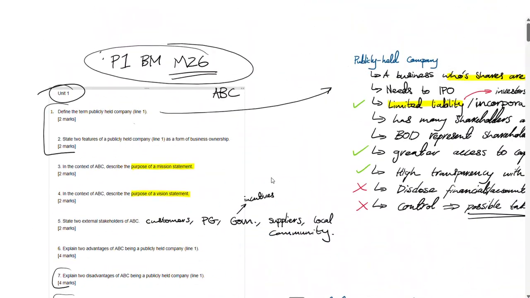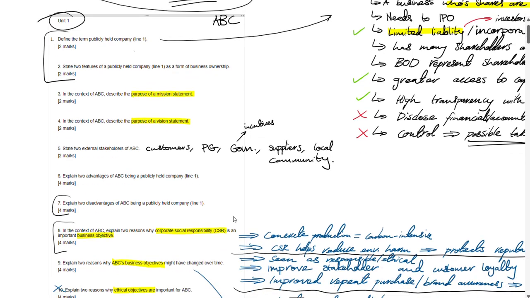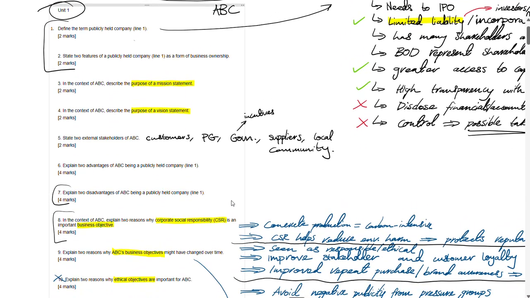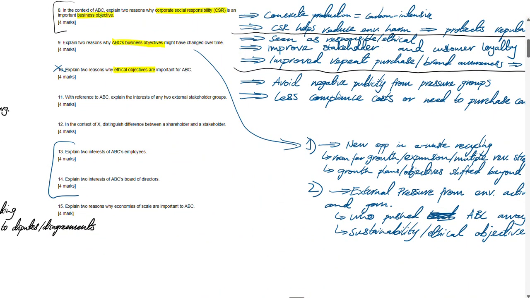What I have here is a bunch of questions for Paper 1 Business Management, the Abarca case study, and this is May 26th, of course. Unit 1 particularly. We went through all the previous questions. Now we are on questions 12 and 15. 13, 14, and 11 are quite similar.